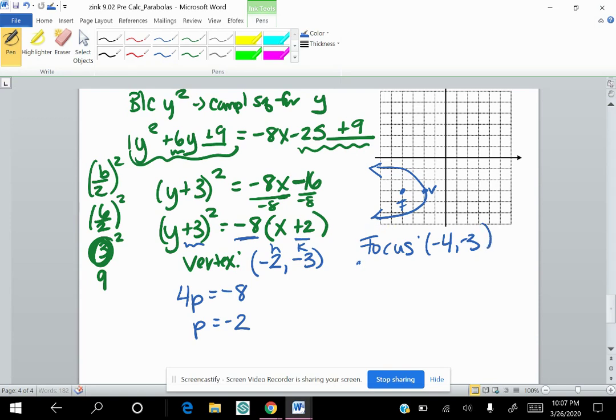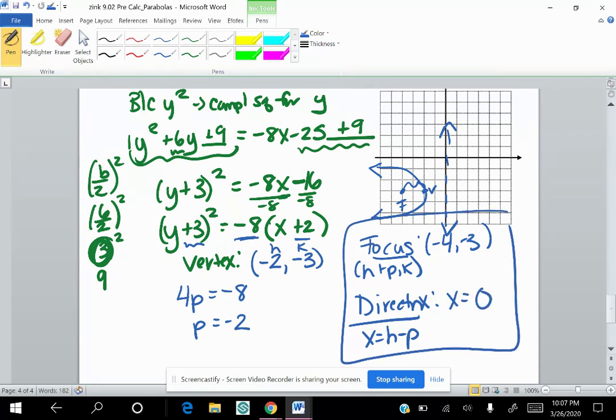Or I could have used the formula h plus p comma k. And then I also asked you guys to find the directrix. The directrix, again, you could use the formulas given to you on your sheet: x equals h minus p. Make sure you know where it is on your sheet if you're going to be using it. Or you could say, well, my vertex was 2 away from my focus, so I'm going to count back 2. And my directrix is never going to cross the parabola. So I see here that it's just going to be x equals 0 once I draw it in.